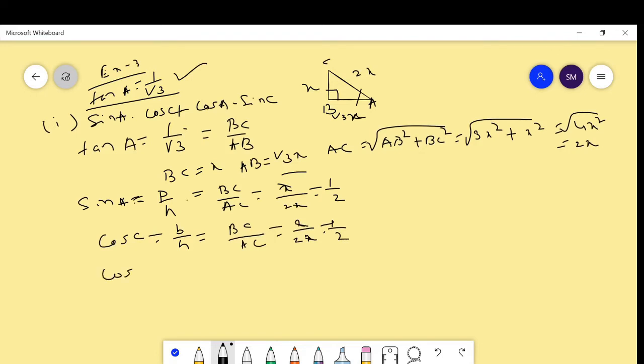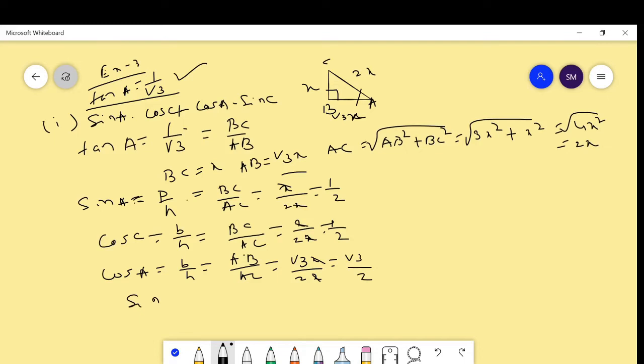Then here cos A is equal to base upon hypotenuse. For angle A, base is AB upon AC, which is equal to root 3x upon 2x. X cancel. This is root 3 upon 2.